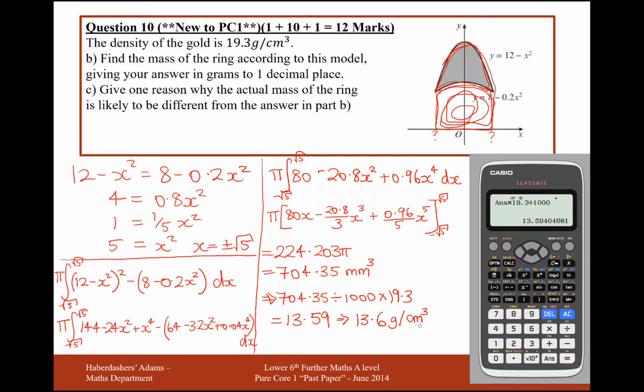You can't use reasons such as I've rounded earlier up in my calculations, so I may have not been as accurate. That's your own fault. You need to mention some reasons related to how the model is set up, not how bad your calculations are. 12 marks for that in total.